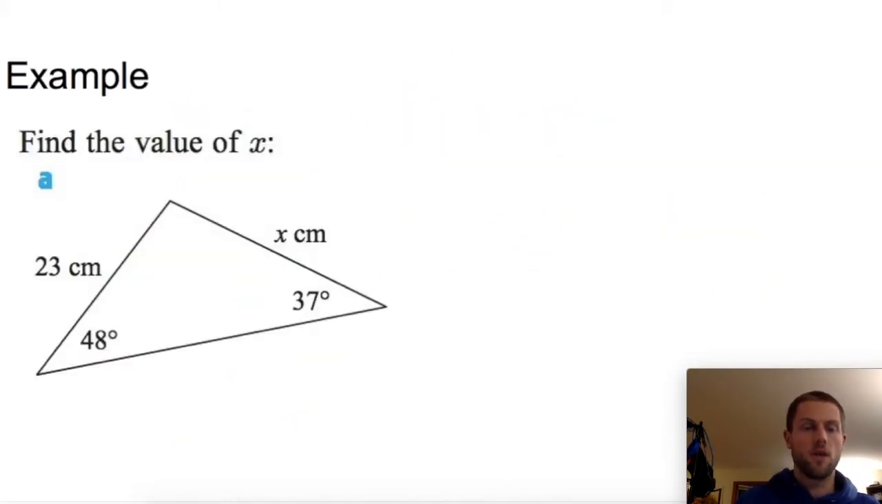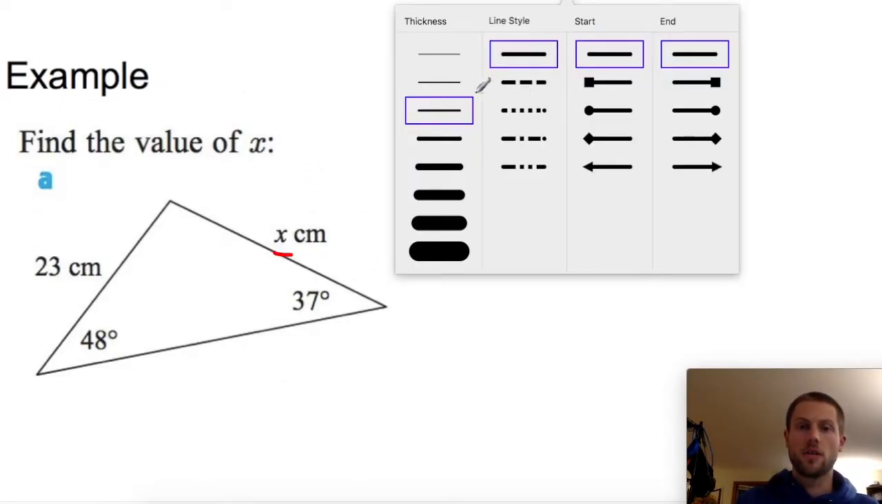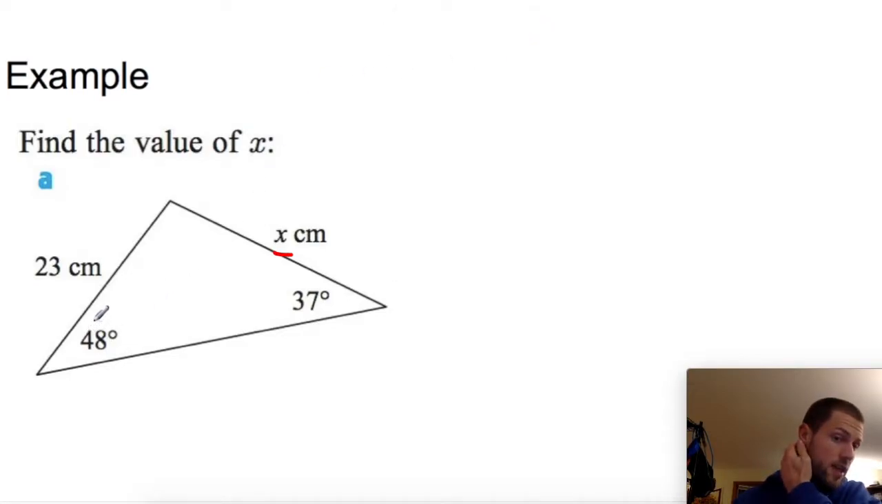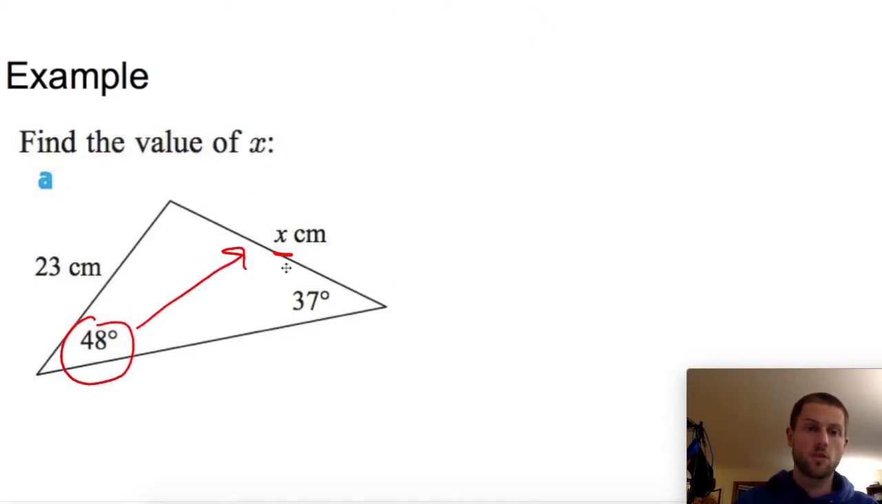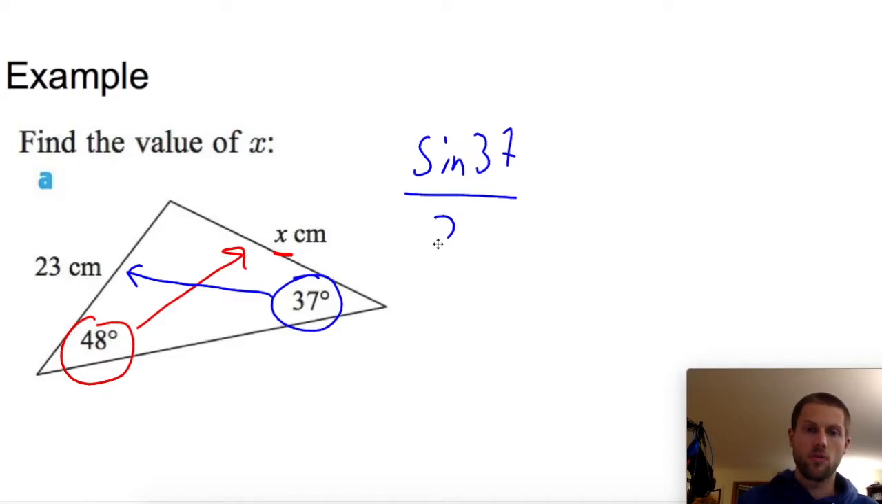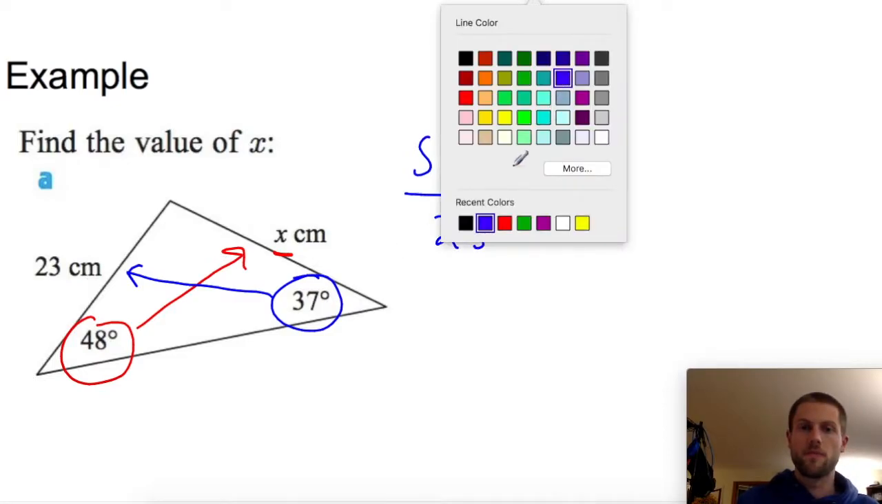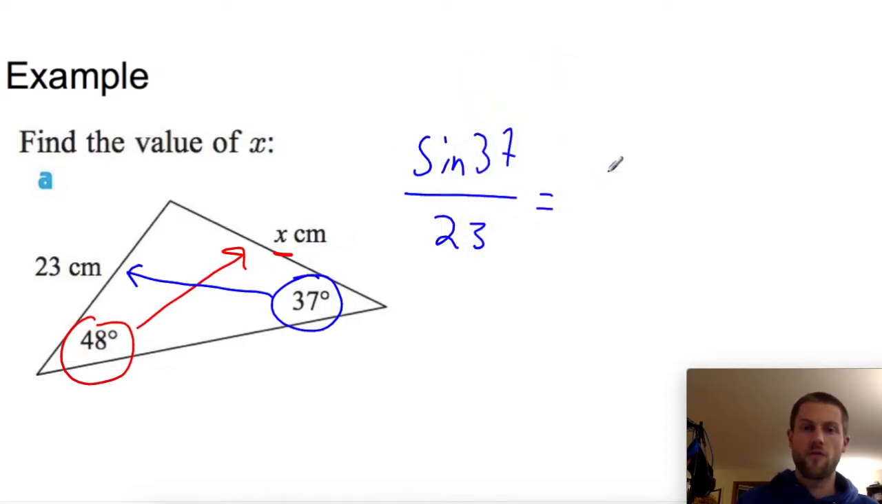Let's see some examples of this. I want to use the law of sines here to find the value of x. We have to take a look at these angles, and I like to think about what their opposing side is, since that's what I'm using for my law of sines. So I can write the sine of 37 degrees divided by its opposite side, 23, should equal the sine of 48 degrees over its opposite side, x.